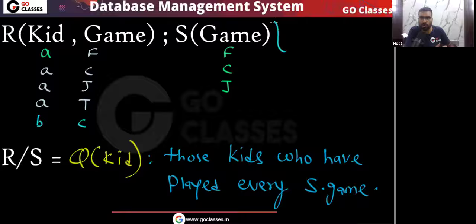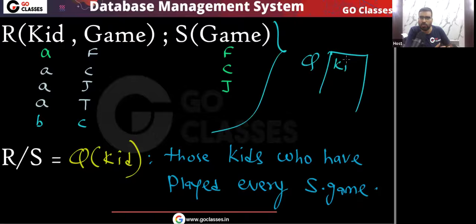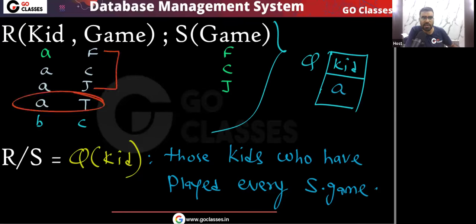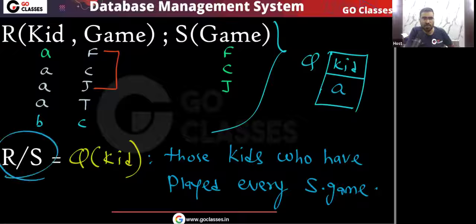So tell me, in the output, what will you have? In the output, you will have those kids who are playing every S game. So A will come because A is playing every S game. A can play an extra game, right? Do you agree? A can play an extra game, but A is playing every S game. So remember, R divided by S will give me those kids who have played every S game. I hope this point is clear.